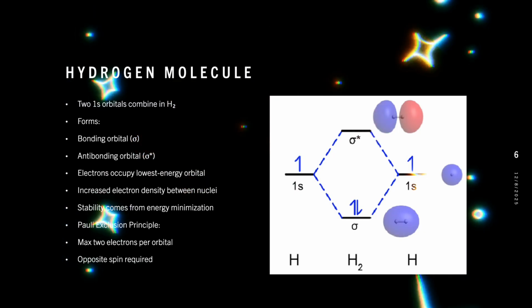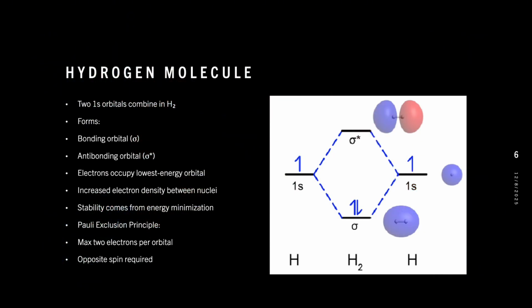The hydrogen molecule is the simplest example of covalent bonding, but it clearly shows how quantum mechanics works in bonding. Each hydrogen atom has a single 1s orbital. When two hydrogen atoms come together, these orbitals overlap and combine to form two molecular orbitals. One is the bonding orbital, called sigma, and the other is the anti-bonding orbital, called sigma star. The bonding orbital has lower energy and places electron density between the two nuclei, which stabilizes the molecule.